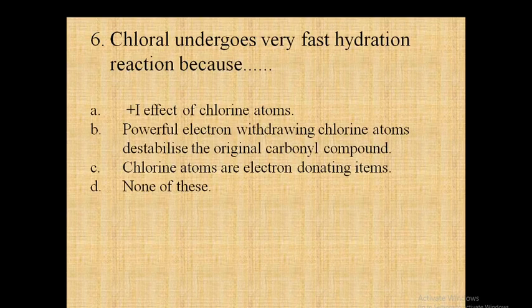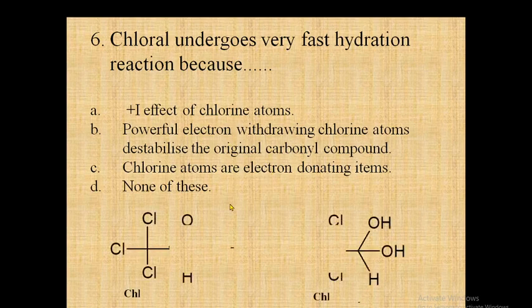Chloral undergoes a very fast hydration reaction because, what are the options? Plus I effect of chlorine atoms; powerful electron withdrawing chlorine atoms destabilize the original carbonyl compound; chlorine atoms are electron donating atoms; and none of these. Just by seeing the options, we can see the chlorine atom is not going to show the plus I effect. Chlorine atoms are electron donating is also an incorrect option. So definitely option B will be correct. Let's see the reaction.